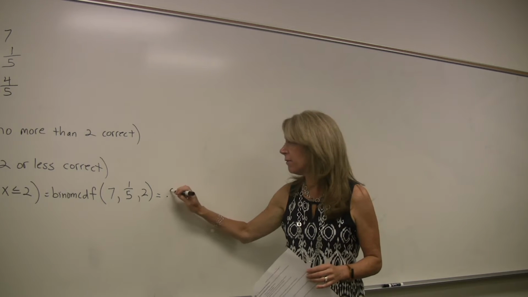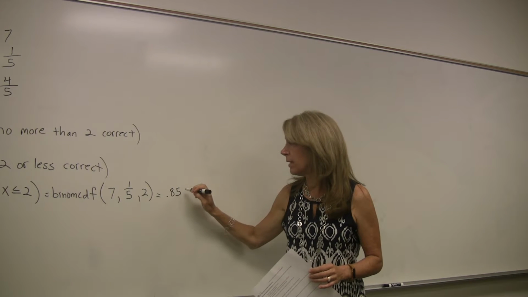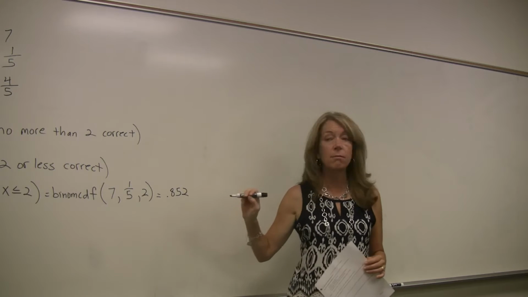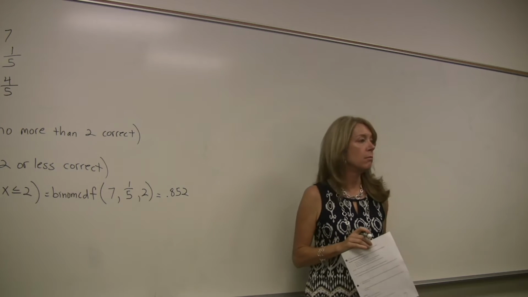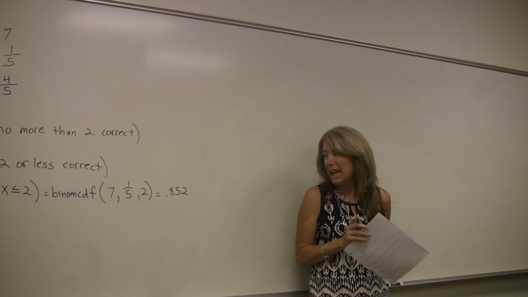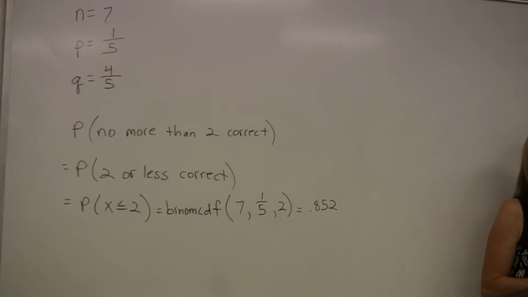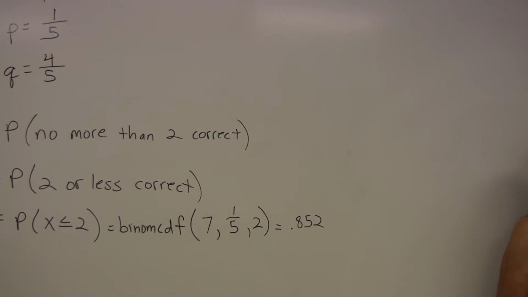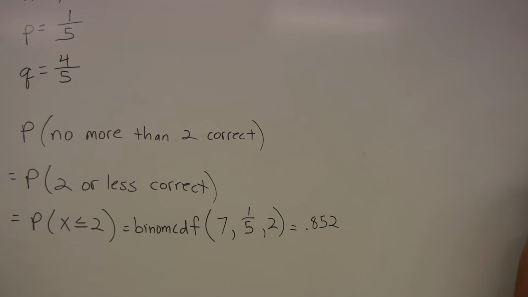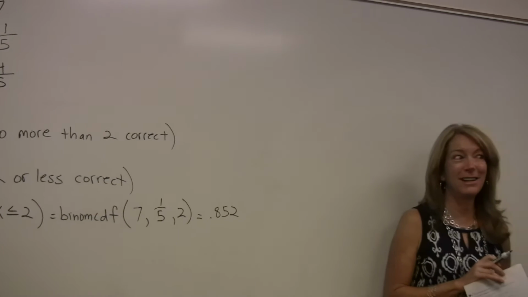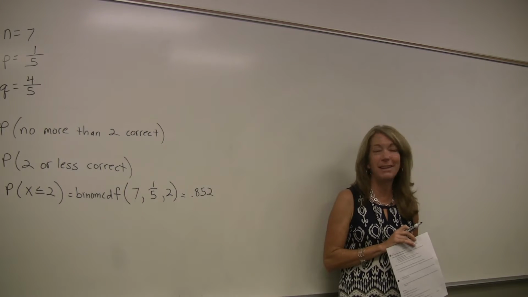0.852. So there's about an 85% chance that the student's going to get 2 or less of them correct. A pretty high probability of an F. We recommend not guessing on the exam. It's not the most efficient method.